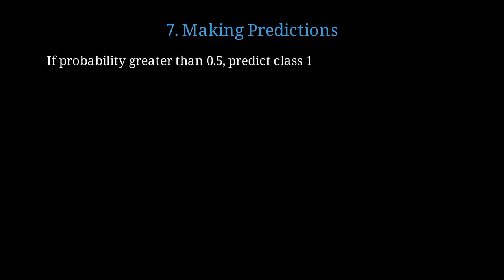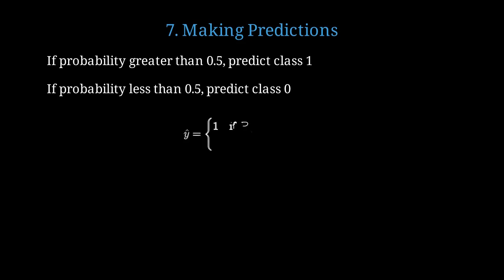Once trained, we use the model to make predictions on new data. If the predicted probability is greater than 0.5, we classify the example as class 1. If the probability is less than 0.5, we classify it as class 0. Mathematically, y hat equals 1 if the probability is at least 0.5, otherwise it equals 0.